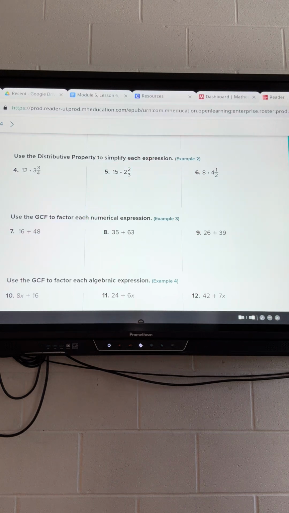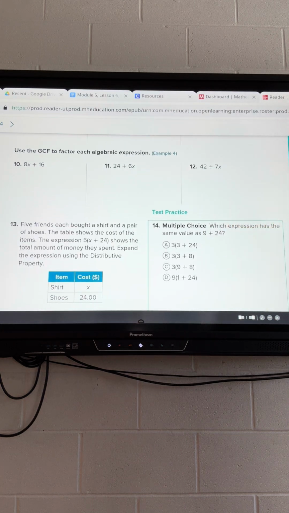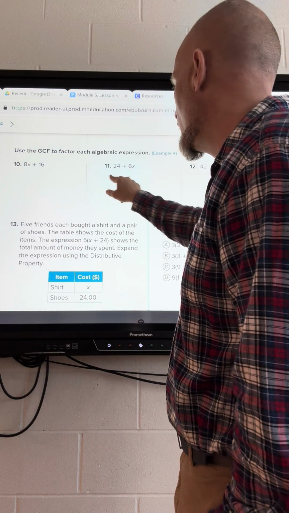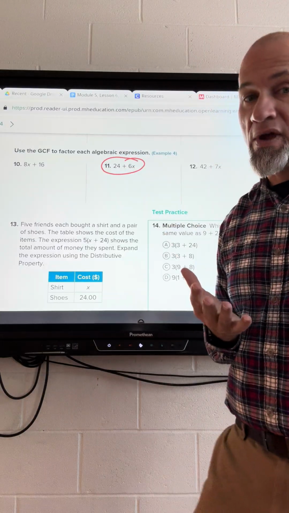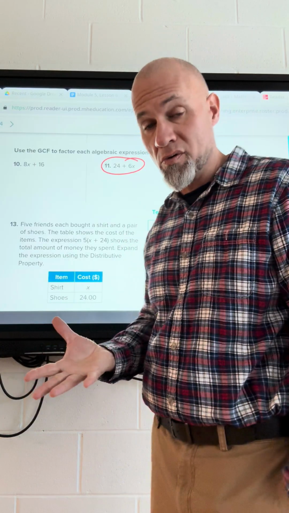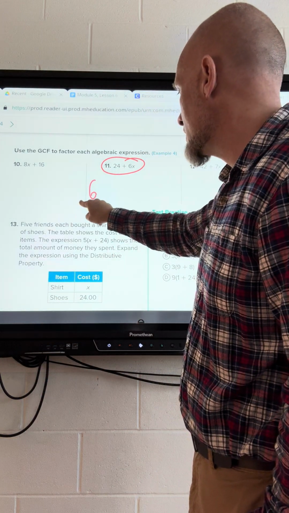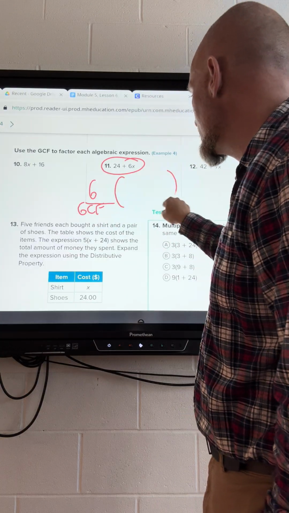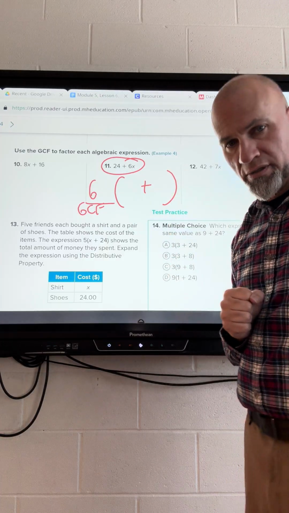Okay? The next section, you've got to use the greatest common factor to factorize the algebraic expression. So, 24 and 6x. Greatest common factor, there has to be 6, because 6 is the biggest factor of 6x, and also is a factor of 24. So you take the 6 out, that's your greatest common factor, and then you need to have inside the parentheses the 2 numbers you would multiply 6 by to come up with your original numbers.